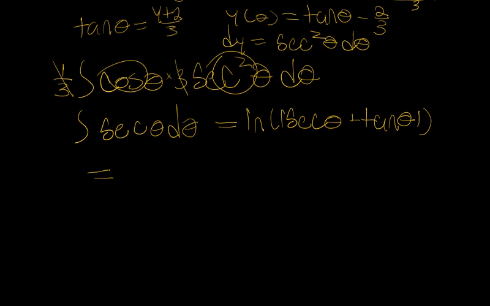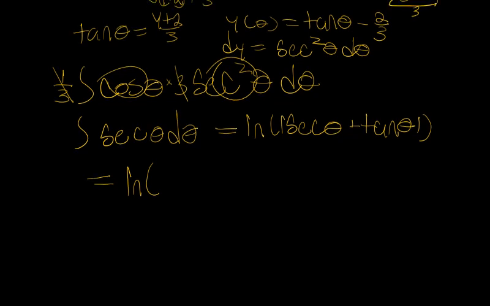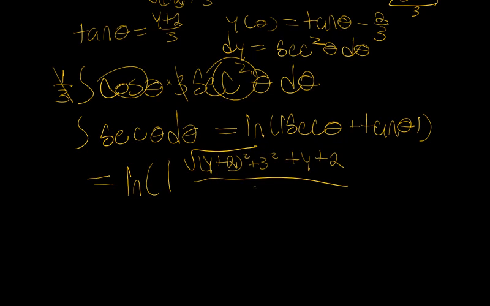After translating back from theta to y, that is ln of the root of y plus 2 quantity squared plus 3 squared, plus y plus 2, over 3.